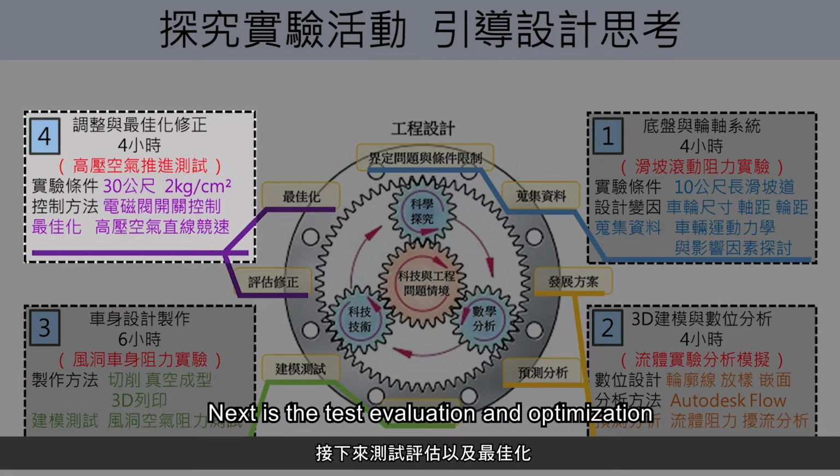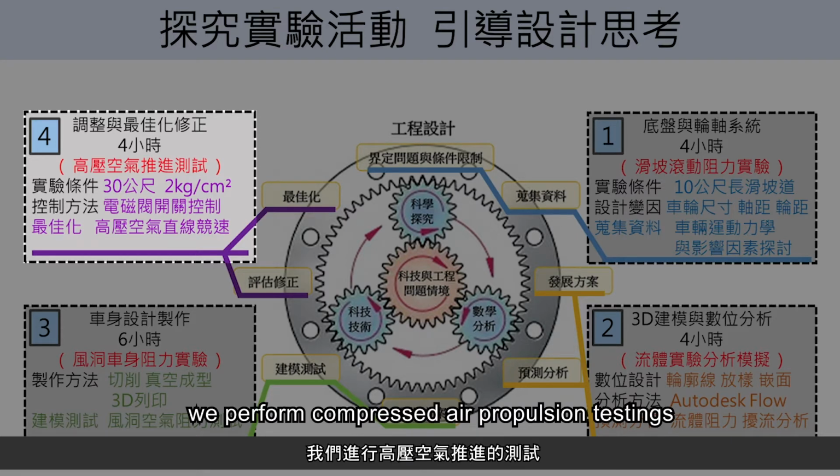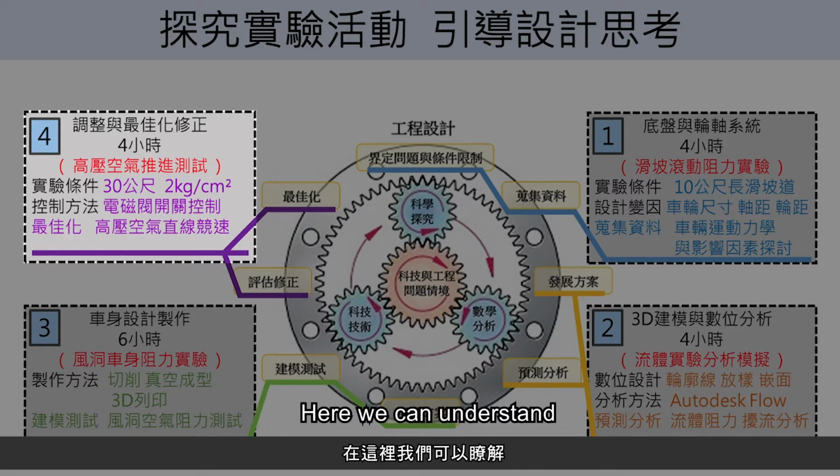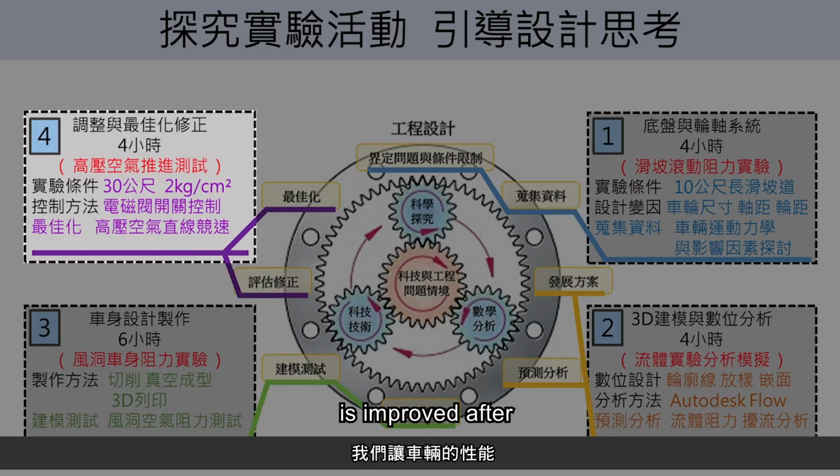Next is the test evaluation and optimization. After performing modifications and optimization corrections, we perform compressed air propulsion testing. Here we can understand our car's overall design efficiency and how our car's performance is improved after optimization corrections.